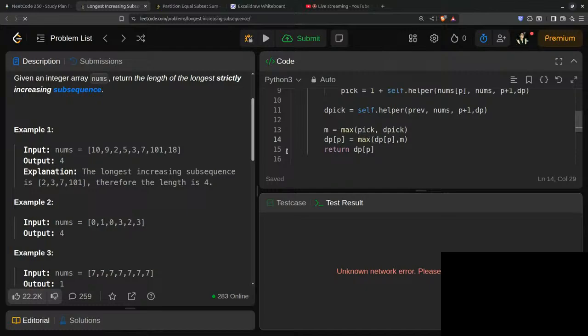Now check out LIS 6. LIS 6 is equal to the max of LIS 7, which is 1.